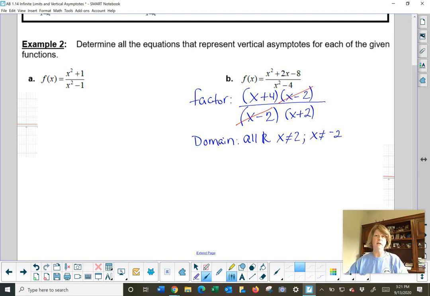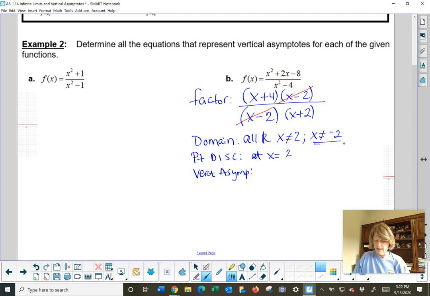Now, you noticed and I noticed that we have a like factor on top and bottom. Those two will cancel each other and create a point discontinuity. So let's also notate that we've got a point discontinuity at x equals +2. So that's going to be that hole in the graph. I suspect that we are going to see a vertical asymptote at the other domain restriction at -2. So at x equals -2.